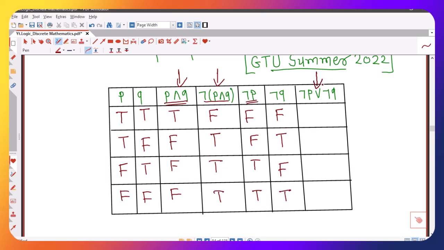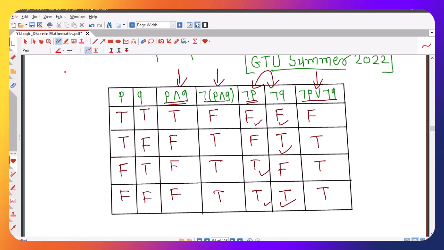Here we have the OR operator between these two, and we know that this is true if at least one of these two is true, otherwise it is false. Here both are false, therefore we have F here. Here this is true, therefore this is true. Here also it is true. Here both are true, therefore this is true.